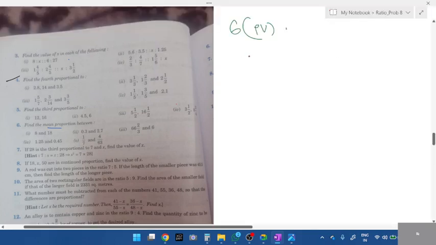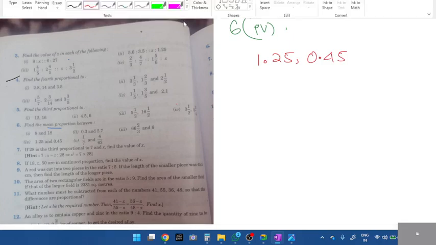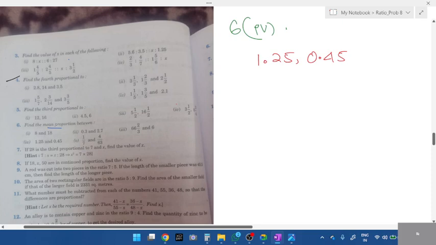Next, look at the sixth main fourth one. How many values are there in total? 2 values or 4 values? Sixth main fourth one. How many values are there? 2. If you want to find the mean proportion, the meaning of mean is in between, the middle value. So if you want to find the mean value, where should I write x? In between?